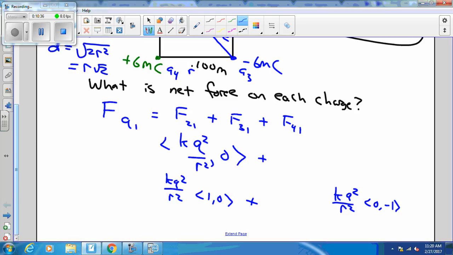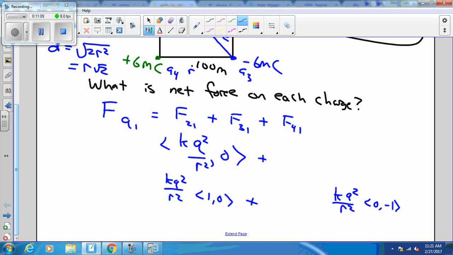When you're plugging into the kQ1Q2 over R squared equation, do you put in negative signs? No, because that would give you a direction. The direction happens with our rule, not with the signs of the charges. How do you get Q squared? Because each one of these charges is either plus 6 millicoulombs or minus 6 millicoulombs. They have the same magnitude. So I'm just calling it Q.